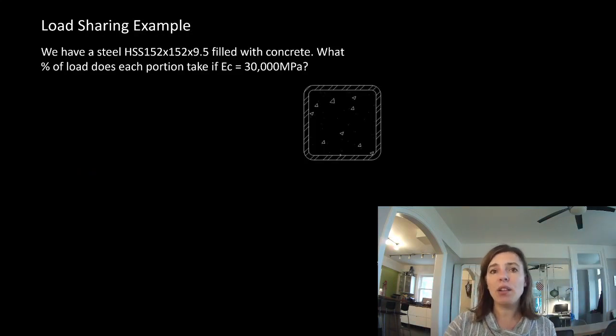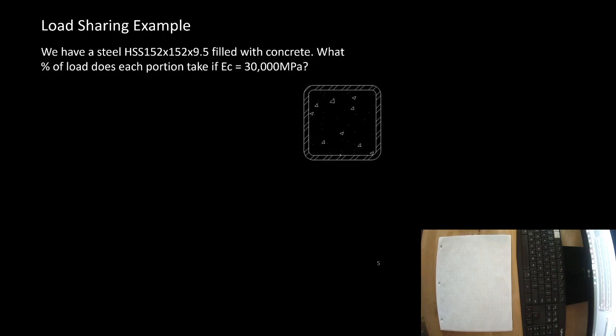So let's take a look at an example now. Okay, so we have a column that is a square HSS column filled with concrete. And we want to know what percentage of the load goes to the concrete and what percentage of the load goes to the steel. You know, I always tell you to take a guess at the beginning before doing any calculations. What does your intuition tell you?